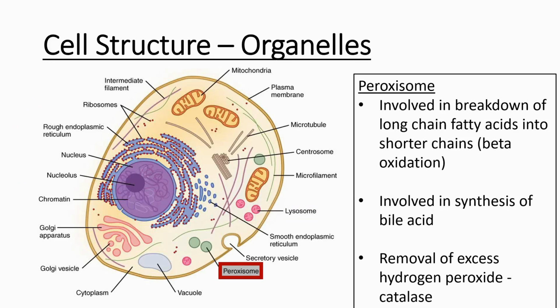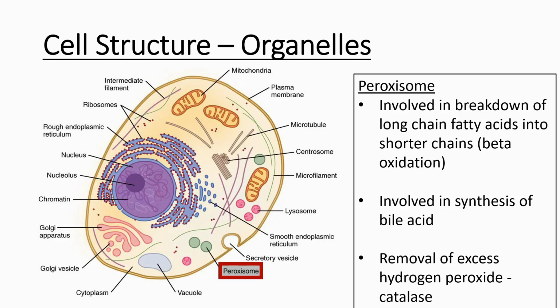The peroxisome is another important organelle within the cell. It's involved in breakdown of long-chain fatty acids into shorter chains, which can then be respired or used as a respiratory substrate. The peroxisome is also involved in the synthesis of bile acid, an important component of bile, which is necessary for digestion.